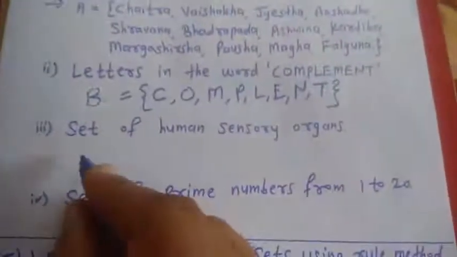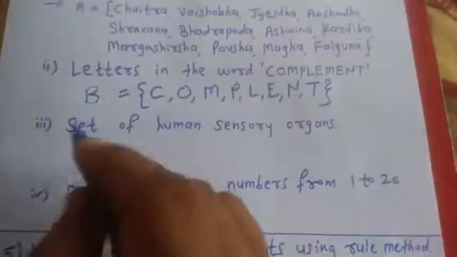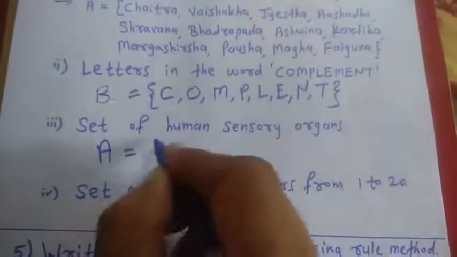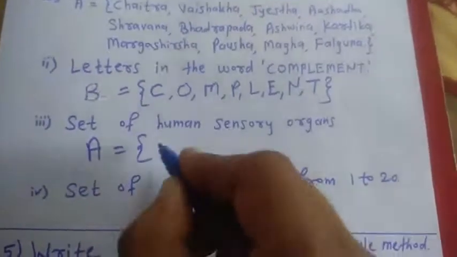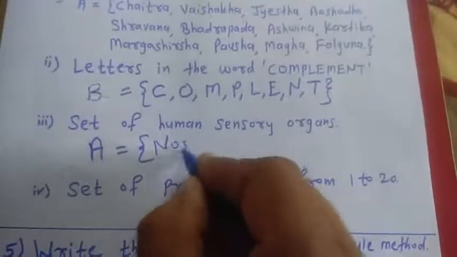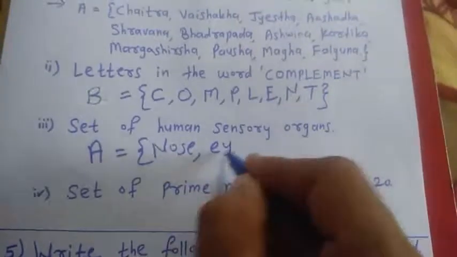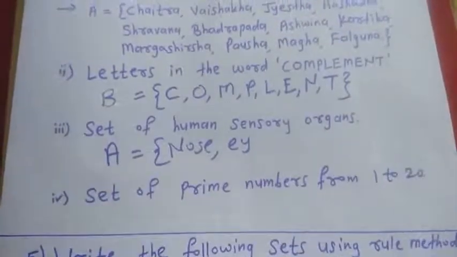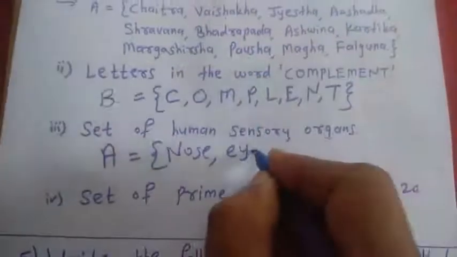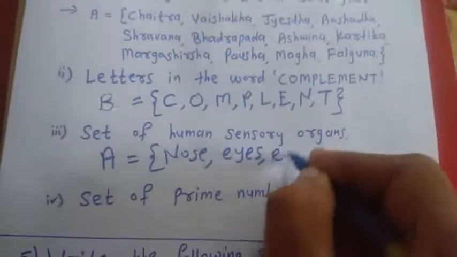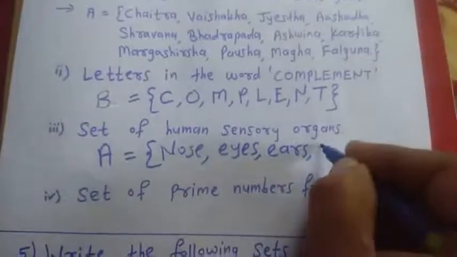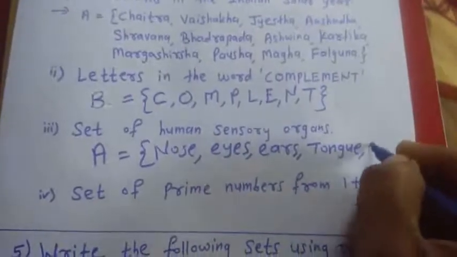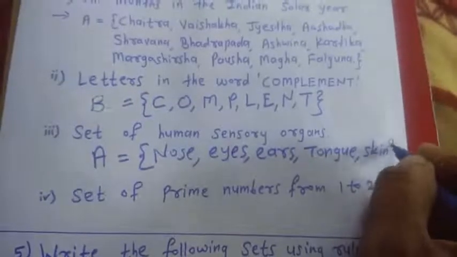Next example, set of human sensory organs. So let us denote this set by A is equal to, which are the human sensory organs? Nose, eyes, ears, tongue, skin. Bracket complete.